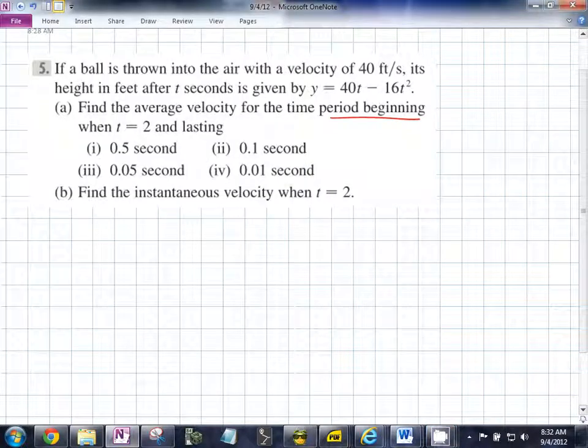You're finding a lot of what? Fairy tales, ponies, unicorns. What are you determining? Slopes of tangent lines. This entire section is just finding slopes of tangent lines.